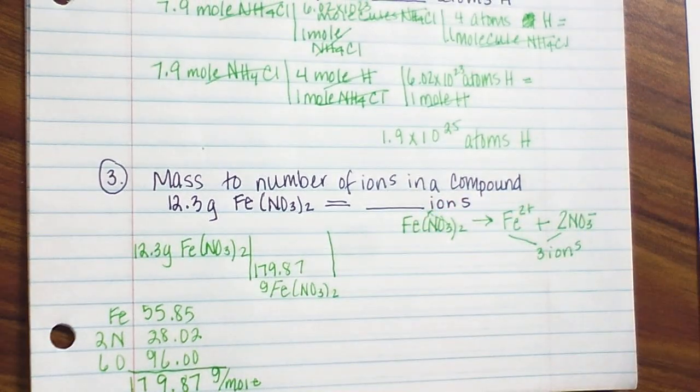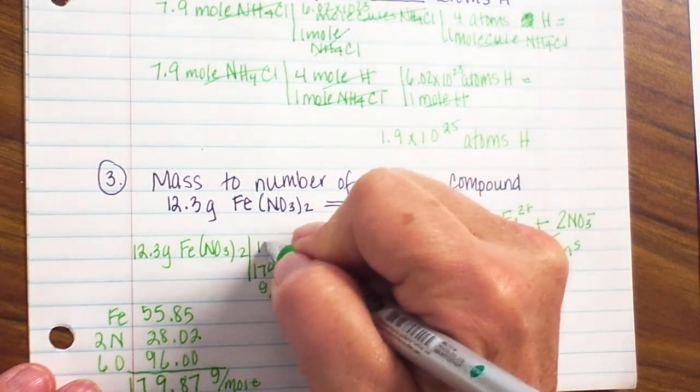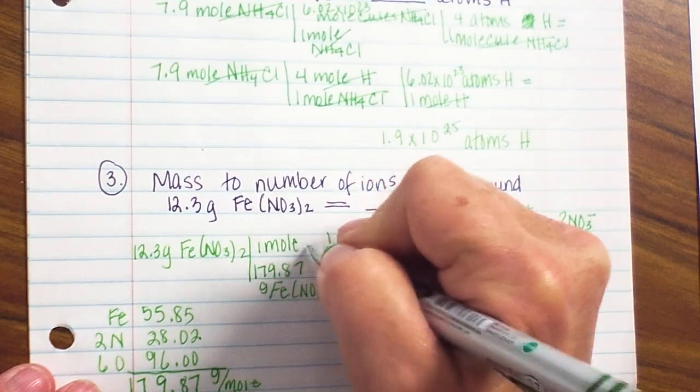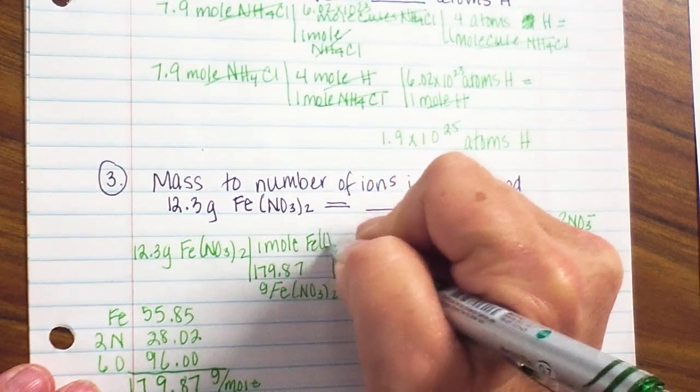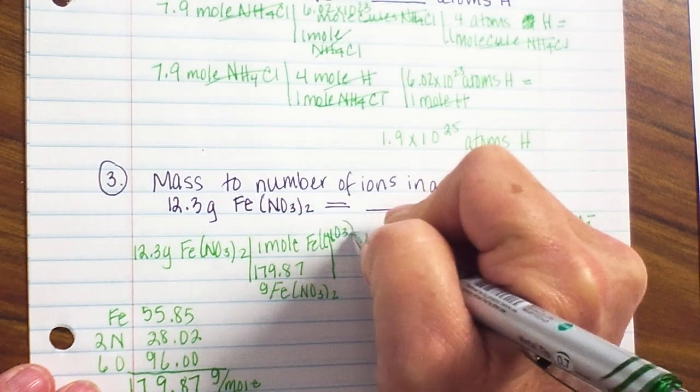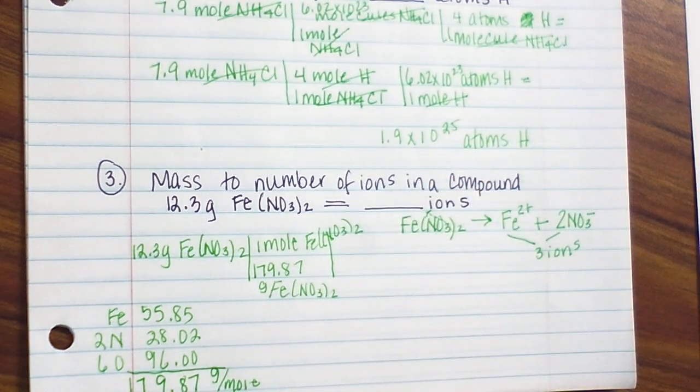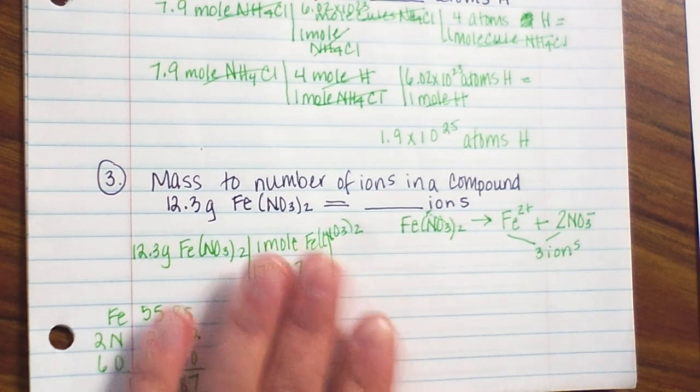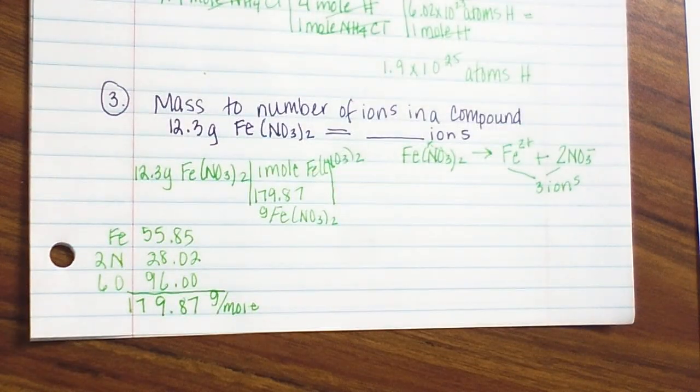So where am I going from here? Well, I need to get to ions, which basically is the same as atoms, right? It's basically the same place. So I need to get to moles or to molecules or something like that. So I'm going to go to moles. And now I know that for every 1 mole of iron 2 nitrate I have 3 moles of ions.